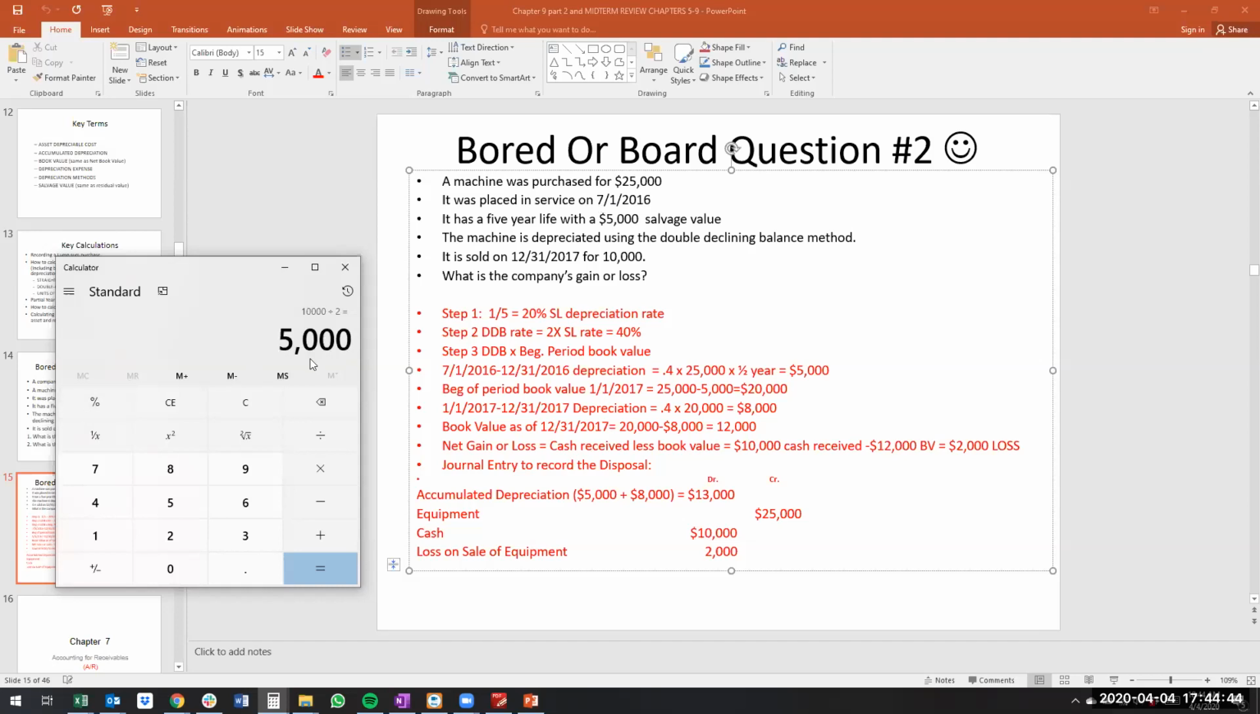expense, $5,000. Remember that if this was straight line, the depreciable value would be 20,000, not 25,000. For the double declining, we don't use salvage value. We always just use the purchase price. For straight line, we will take 25,000 minus 5,000 to get the depreciable value.